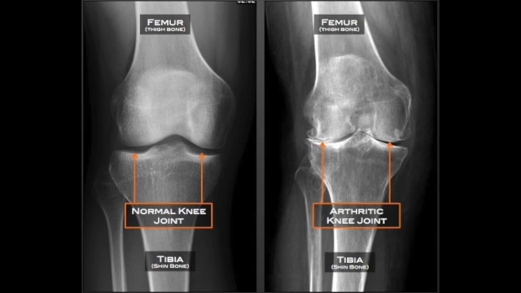NSAIDs may be used if no relief with acetaminophen, or no risks or contraindications exist. Once again, like renal disease, heart failure, peptic ulcers, GI bleeds. Topical NSAIDs have a better safety profile and can be used if a few joints are affected.